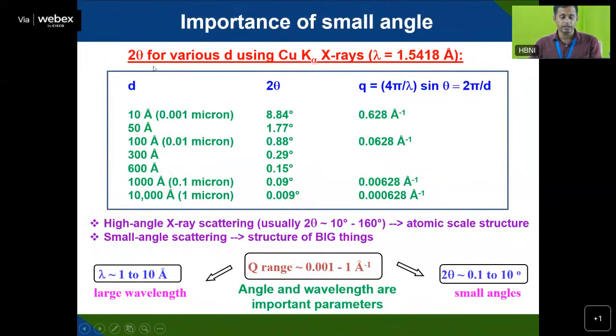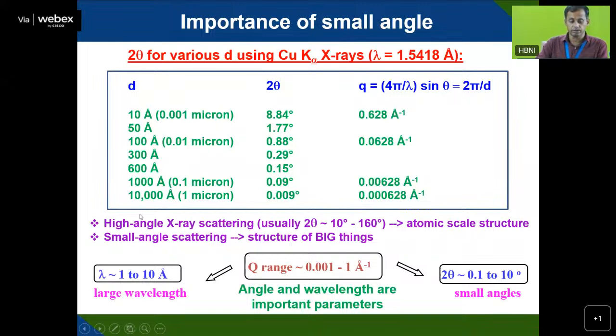You can see one example: 2 theta for various d values using copper K alpha. For d of 10 angstrom there is a corresponding 2 theta, and you can find the Q value. When you have a very small d spacing, your wave vector stays a little bit higher, and when you go to 1,000 or 10,000 angstrom, at 1 micron, d is bigger, so your Q wave vector is decreasing.